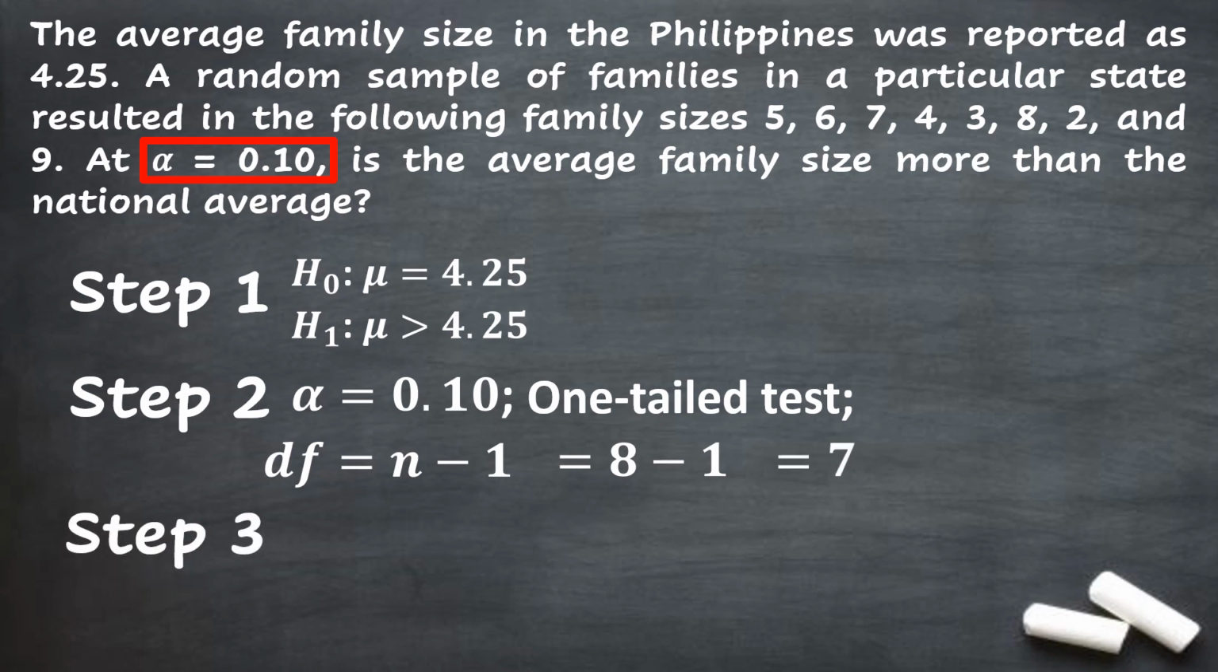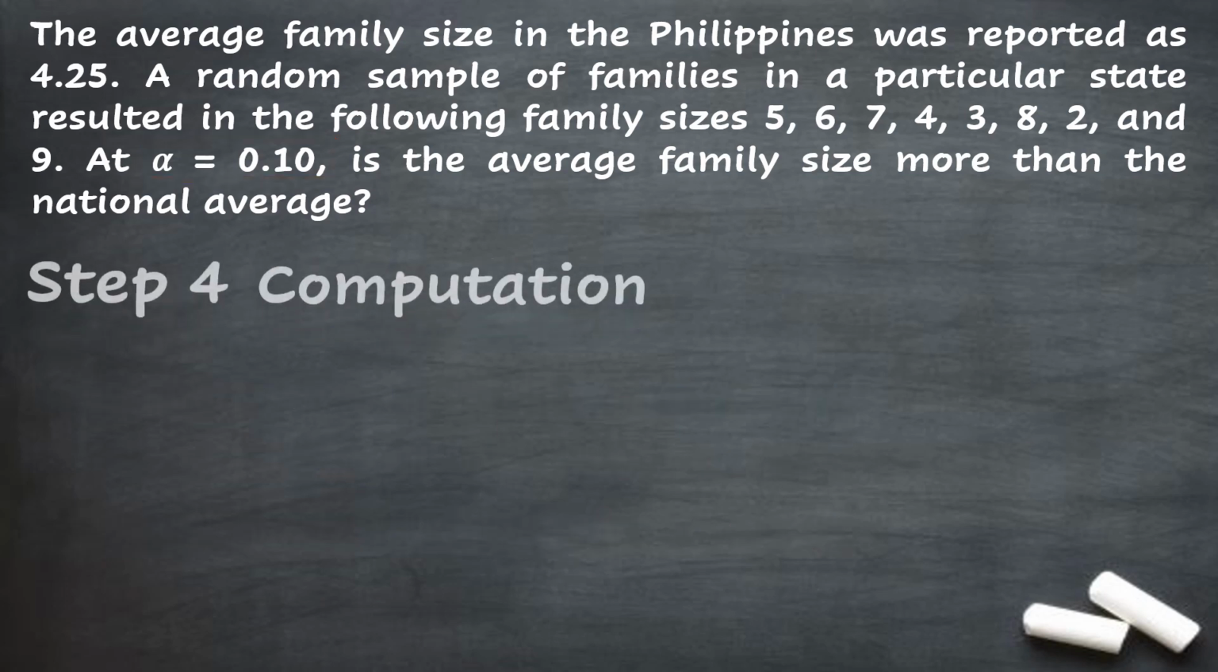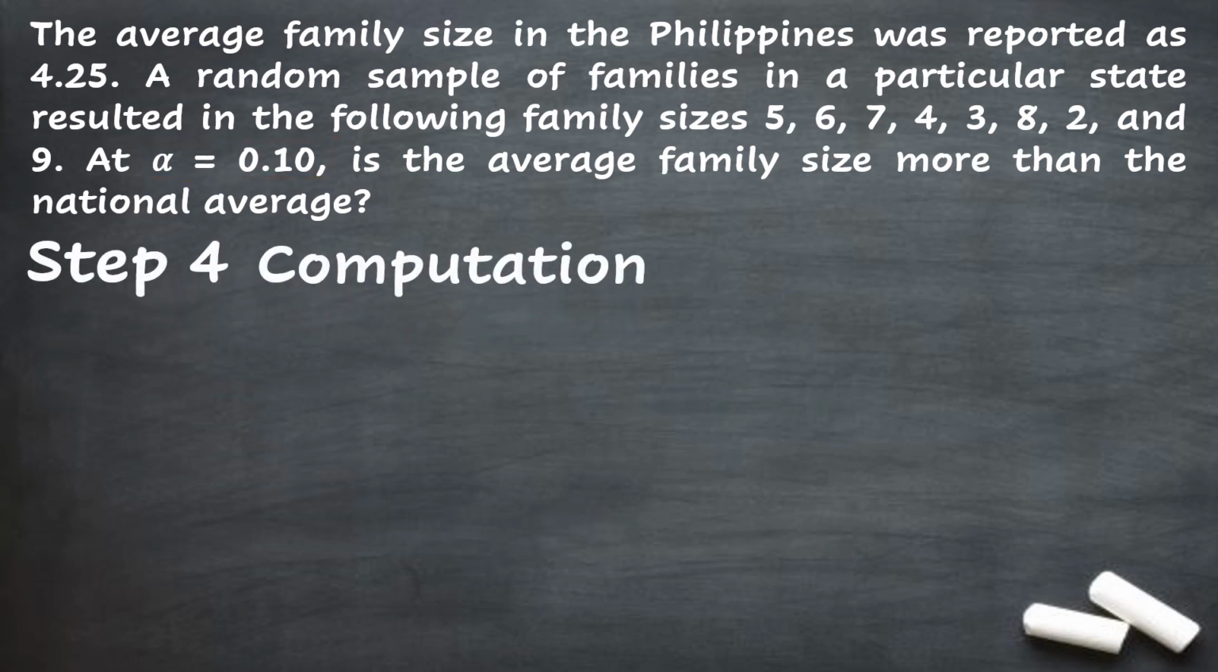Step 3 is to identify what statistical test will be used for this given problem. Checking the number of samples in the given problem, we have the number of samples as less than 30. So meaning to say this problem is under one sample t-test. Step 4 is the computation.